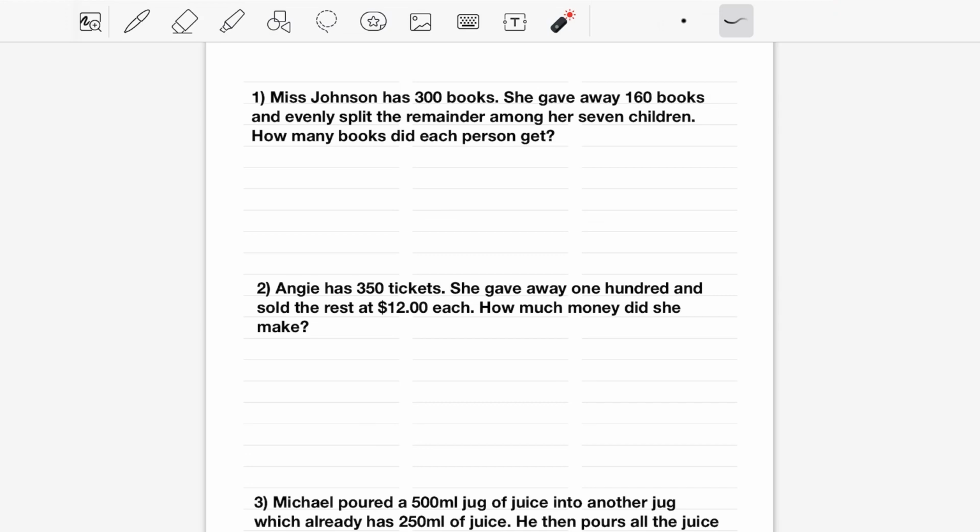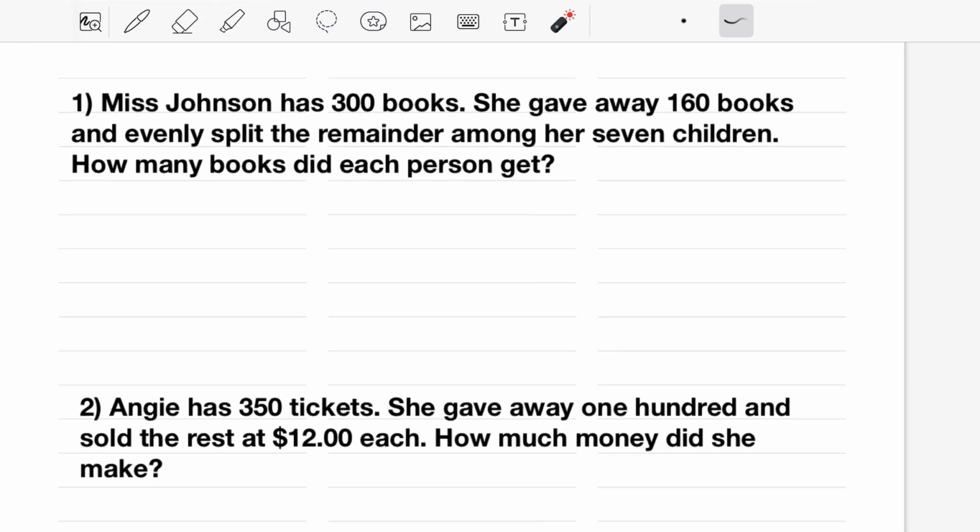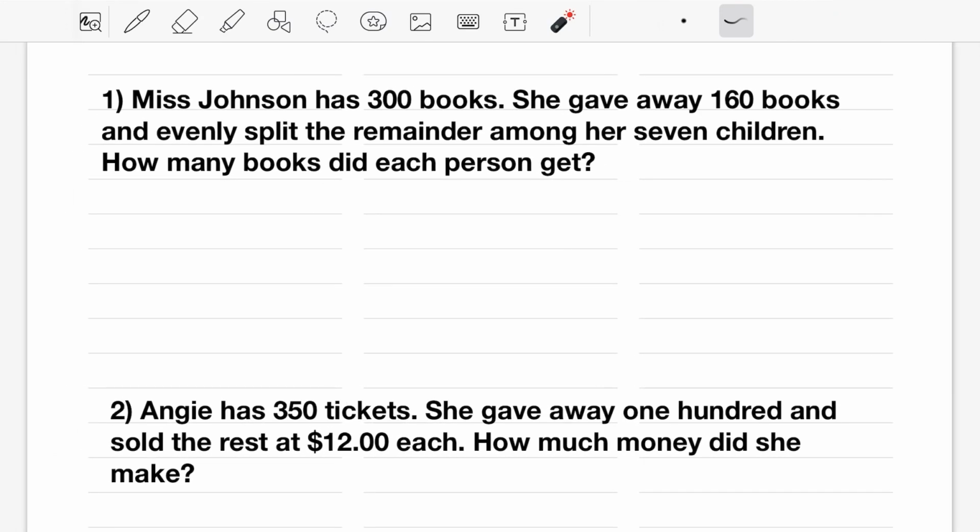Okay, so now that you have attempted the questions, let's look at number 1. Ms. Johnson has 300 books. She gave away 160 books and evenly split the remainder among her 7 children. How many books did each person get?